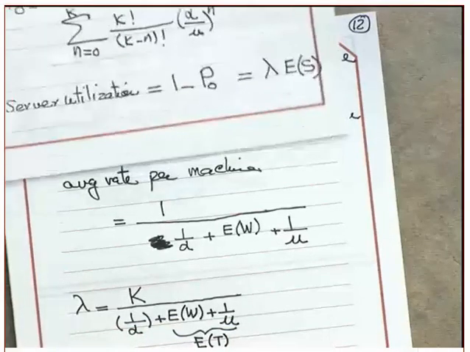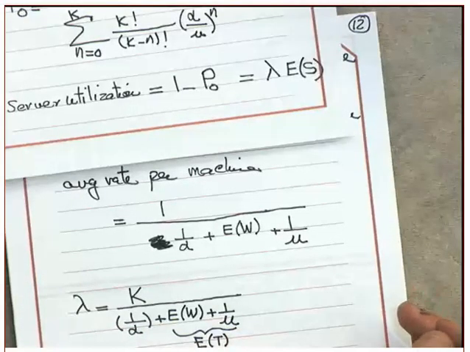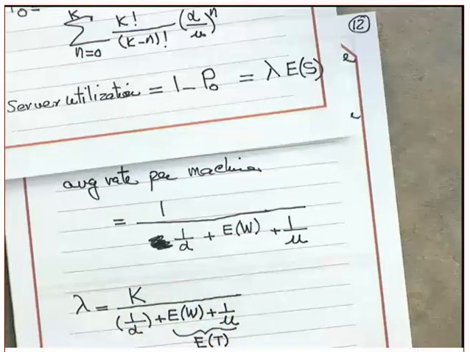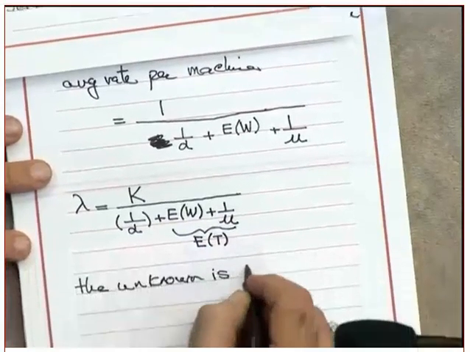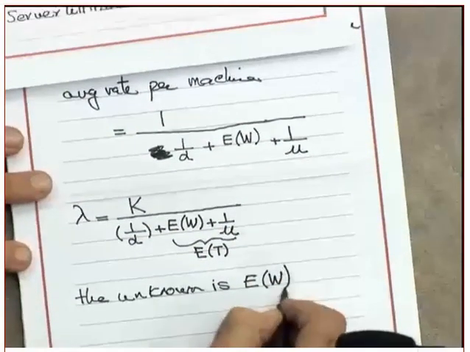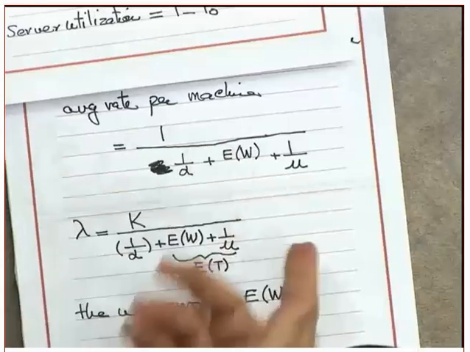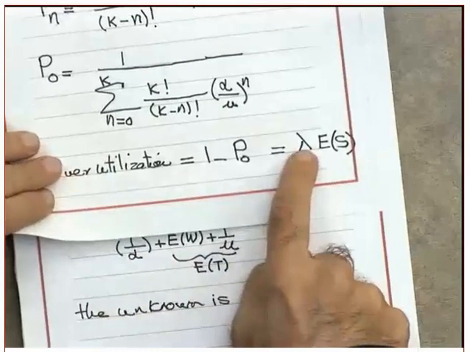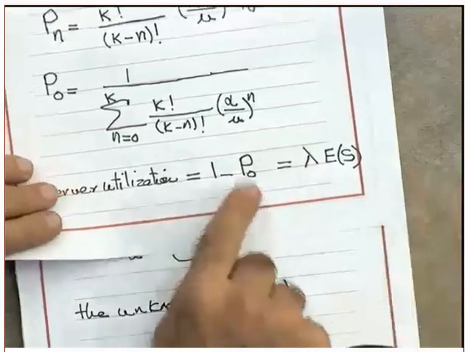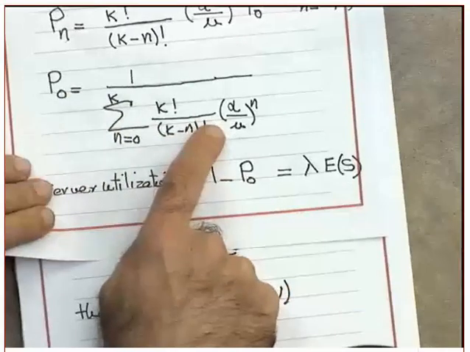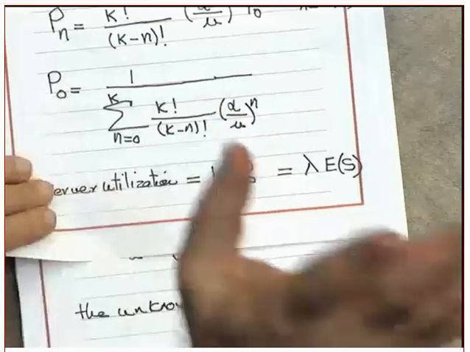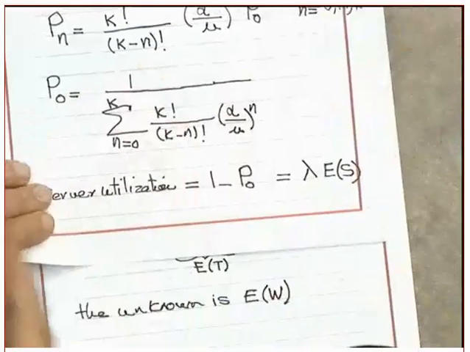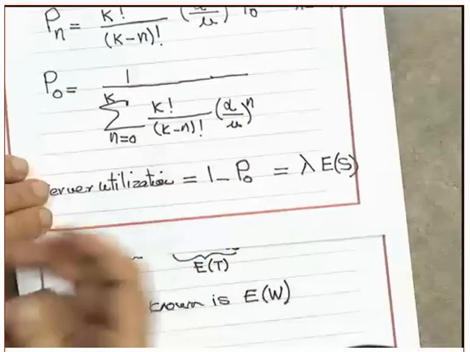Let me see if you can tell me what is the unknown in this equation. Do you agree? Why is it E of W? The lambda, I'm going to get it from here. P0 depends on what? K, alpha, and mu. All of these parameters will be given in the problem. You agree?